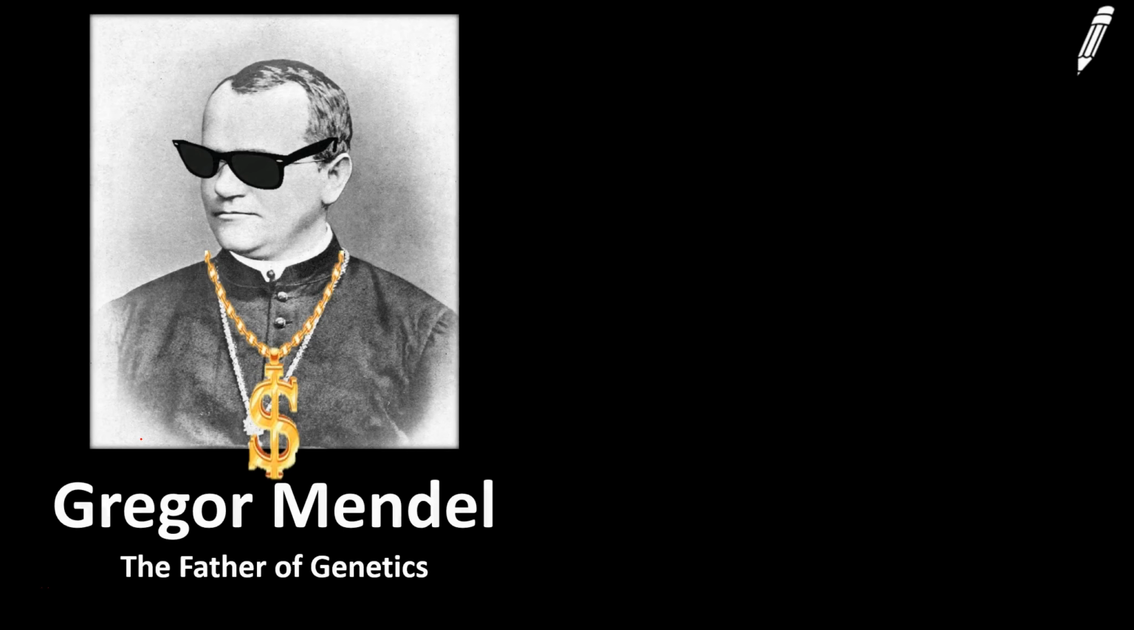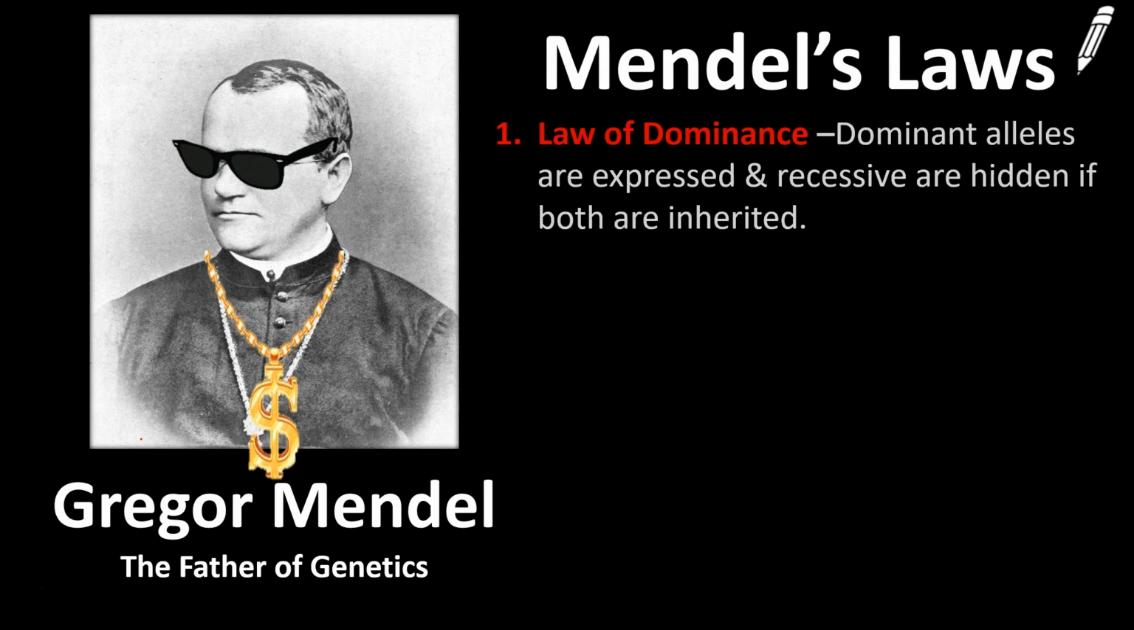So, Gregor Mendel, remember, our monk from the 1850s, the father of modern genetics. He came up with 3 rules based on the experiments he did with his pea plants. The first rule, or the first law, we kind of already touched on, is the law of dominance. The law of dominance states, dominant alleles are expressed or shown, and recessive alleles are hidden if both are inherited.